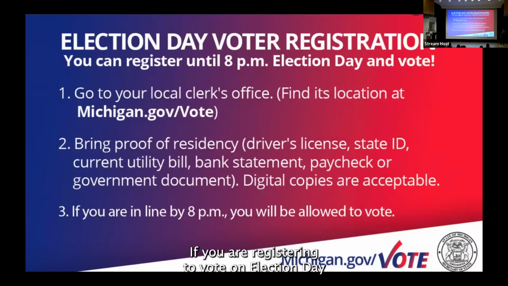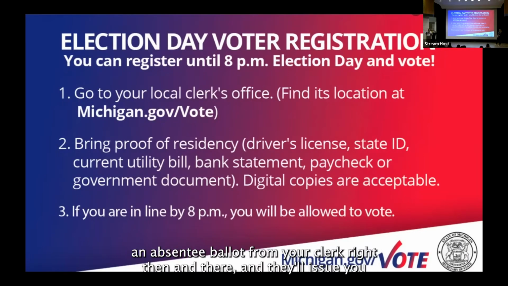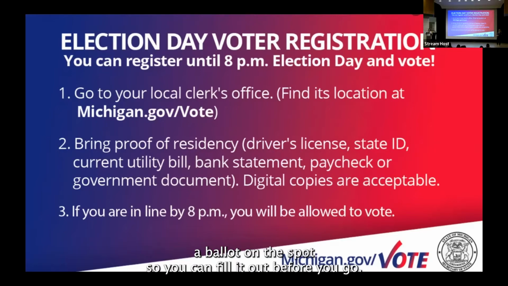If you are registering to vote on election day or updating your address on election day, you can actually request an absentee ballot from your clerk right then and there, and they'll issue you a ballot on the spot. So you can fill it out before you go, and there you go. You voted for the day. You don't have to run to your polling place after you register on election day.